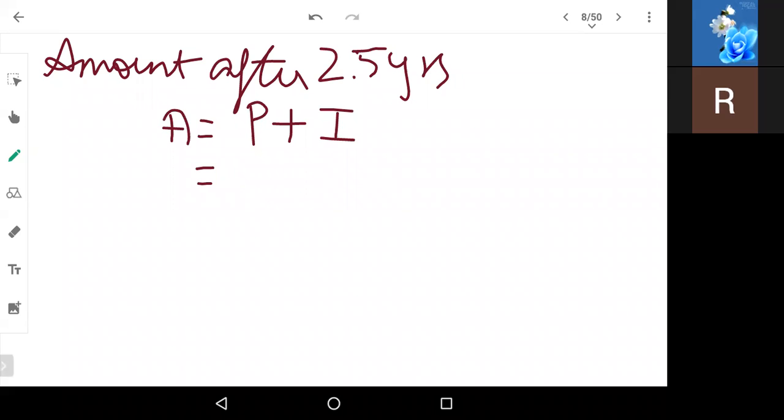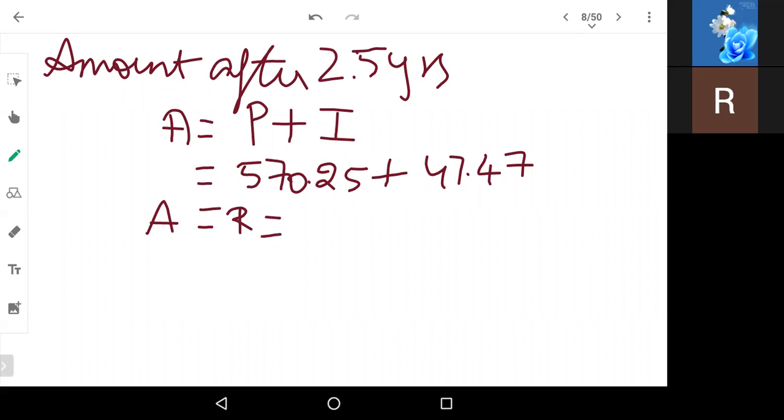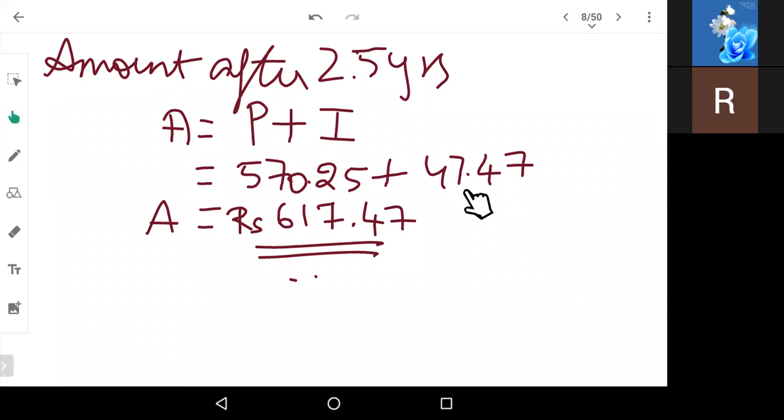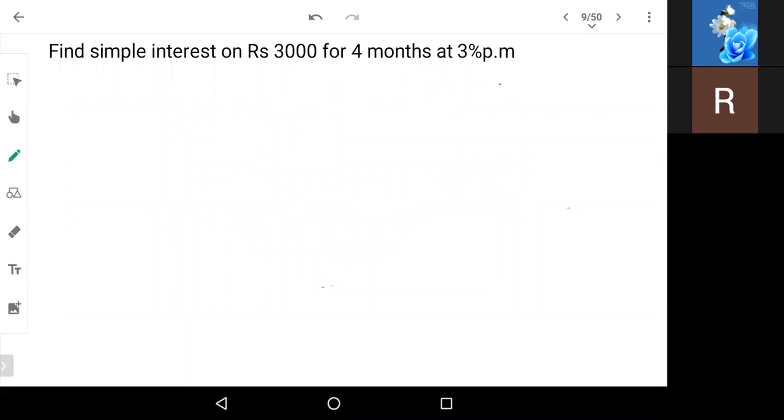So principal is 570.25 plus interest is 47.47. So what will be the amount? Just add the principal plus interest. For 2.5 years, the interest is 47.47 plus our initial investment was 570.25 rupees. So total amount after 2.5 years will be 617.47 rupees. Sorry, I think it is 72, right? Yeah, 617.72 rupees. Understood? Is it clear?